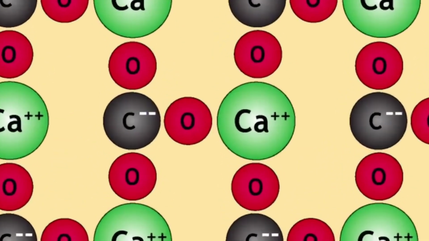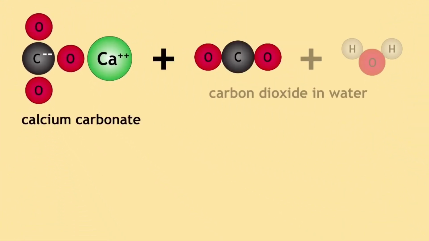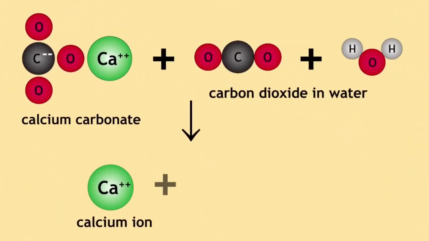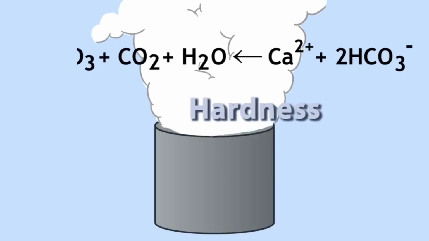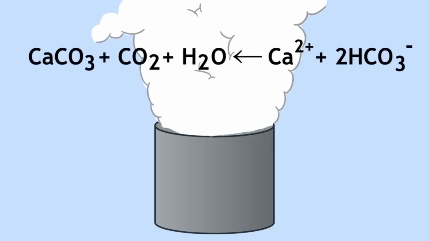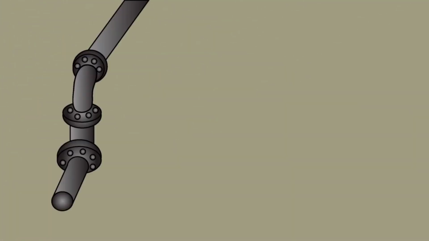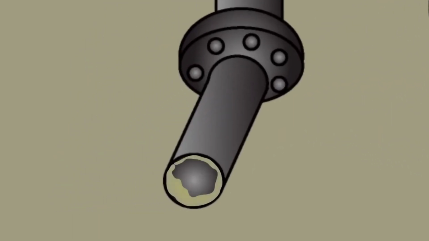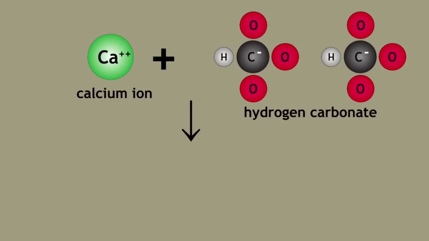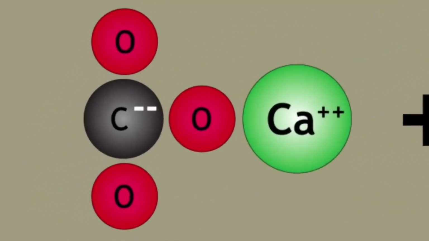Calcium carbonate reacts with the carbon dioxide in the rain to form soluble calcium hydrogen carbonate. This form of hardness is called temporary hardness because boiling reverses the reaction and the hardness is removed. But the limestone will deposit in your pipes, on the cooking utensils, or in your kettle, forming something we call limescale. And this is also how stalactites are formed in those big caves.